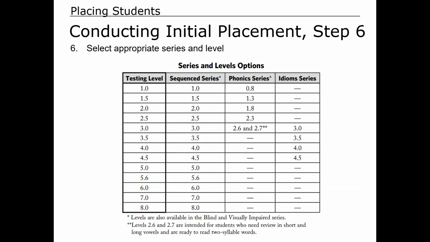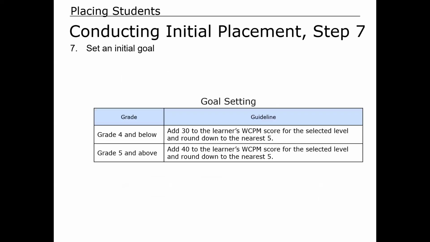Then what you'll do is select your series and your level. So here is the testing level. Look in the column where my mouse is moving up and down. The farthest column on the left is the testing level. Then it tells you the 3 different series we have available and how they line up. So 2.0 has the sequence series 2.0 and the phonics series 1.8. Okay, and you can line those up for all the different options. Then you set the goal based on that words correct per minute score for the level they placed in.